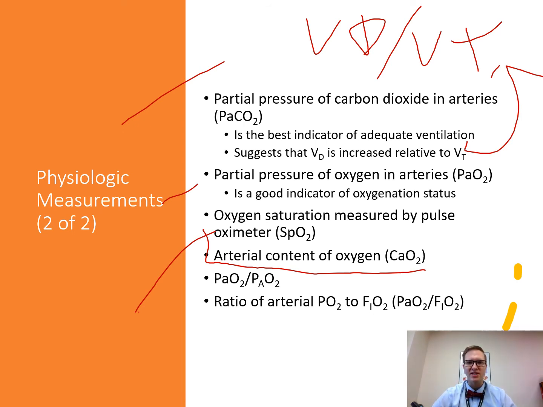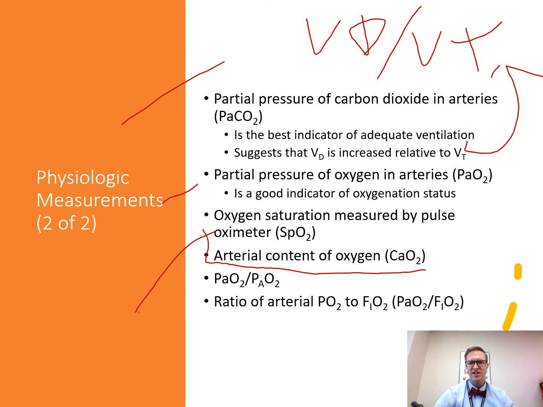So when we're looking at the best way to see if a patient has good oxygenation, CaO2 is going to be the best method. So your arterial content, right? It's a fun equation too. You can give it a try. So we're looking at arterial content of oxygen with that one. Like I said, it combines the best of both worlds when we're looking at it.